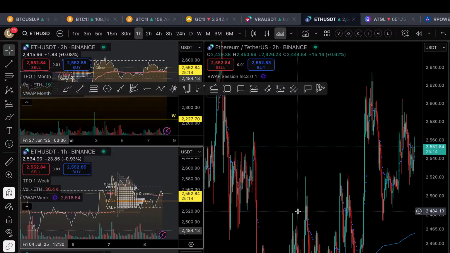Kotak Bank is good. Kotak Bank is bullish. Kotak Bank is good. Indian Hotel, well, Power, TLG, okay, this is bad. Adani Gas is being bad.